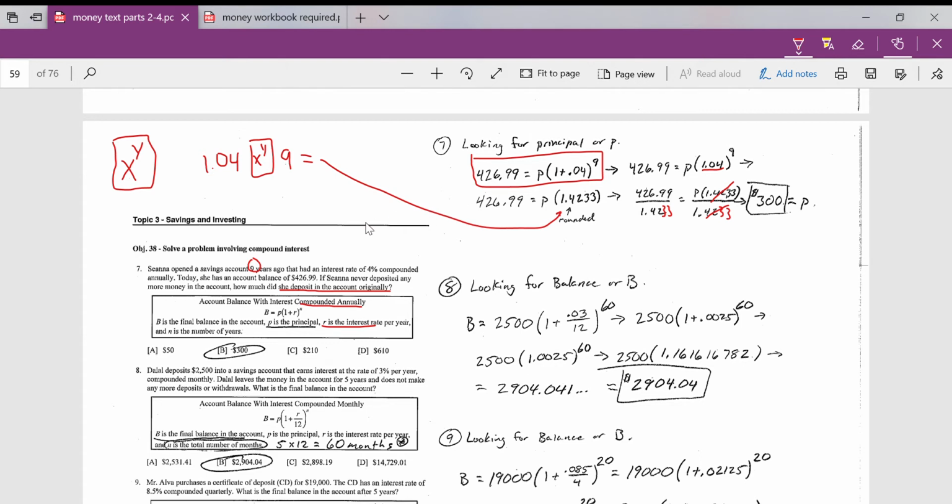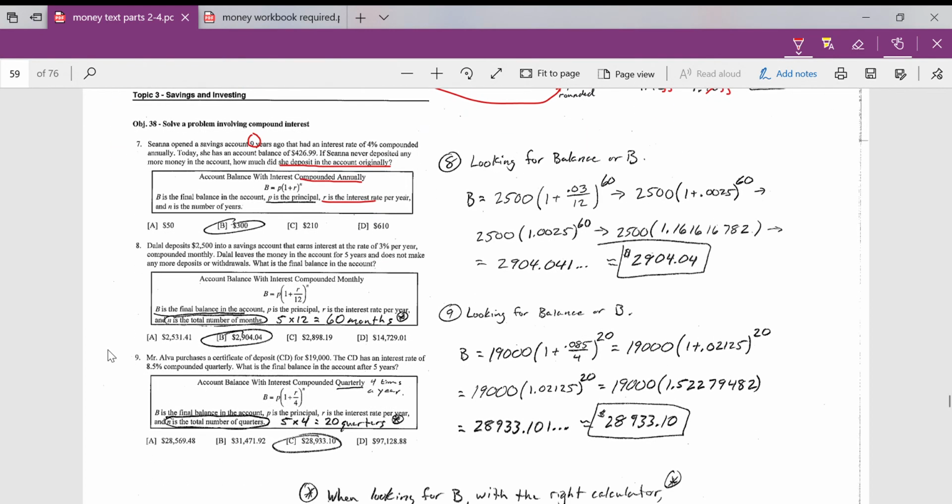Now, that will be the harder type of problem that you'll see in this objective, and there's one more of these in a little bit that we'll look at. The next ones are just going to be straightforward, putting numbers into a formula. So let's look at number 8.